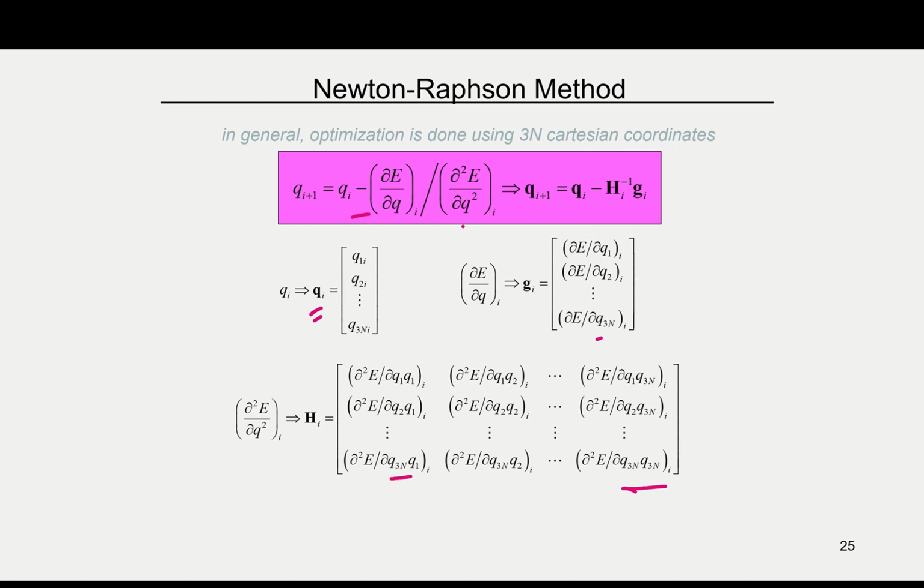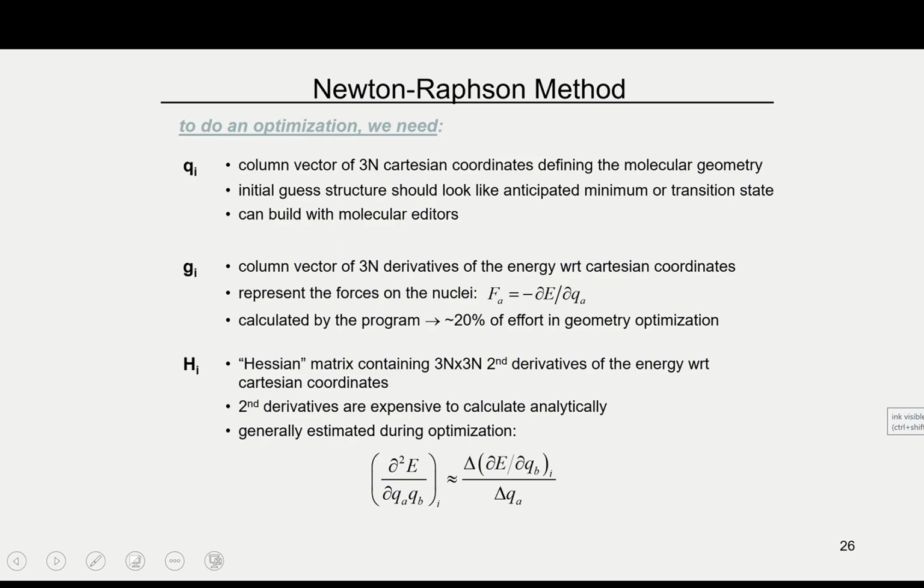So this is how you have to follow; you can know about the Newton-Raphson for more than 1D. Optimization is done using 3N Cartesian coordinates. First you should take this one and then this one, and it will give you the Hessian. When you combine them it will give you this equation. So this is very clear now that Newton-Raphson is very easy, not a difficult one.